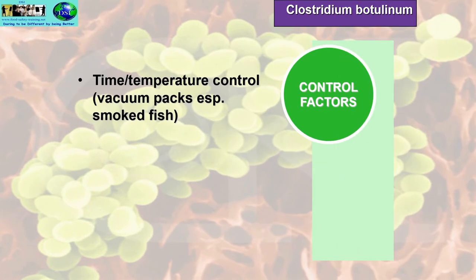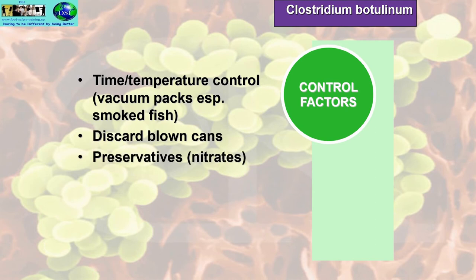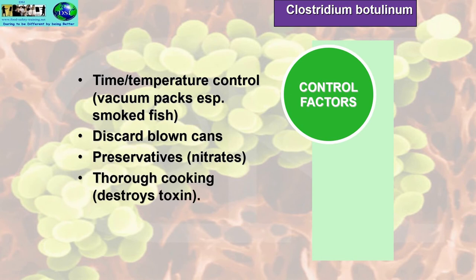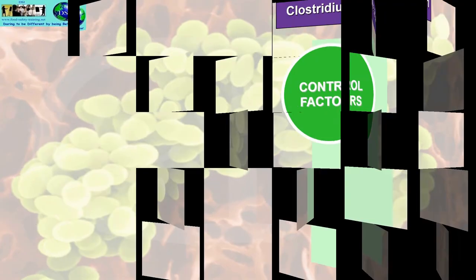Control factors: time temperature control, vacuum packs, especially smoked fish, must always be kept under refrigeration. Discard any blown cans. These are cans of food that are bulging because there might be a Clostridium botulinum growth within the can. The use of preservatives such as nitrates will prevent growth of Clostridium. Thorough cooking destroys the toxin. So anything above 63 degrees Celsius up to 75 will kill the toxin.